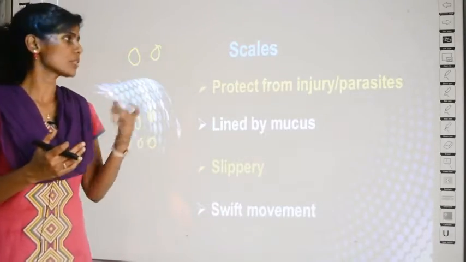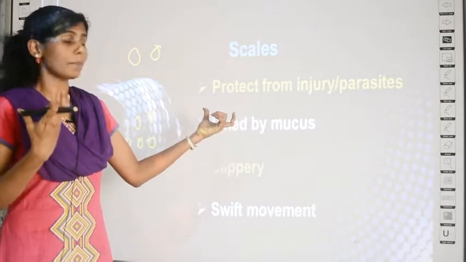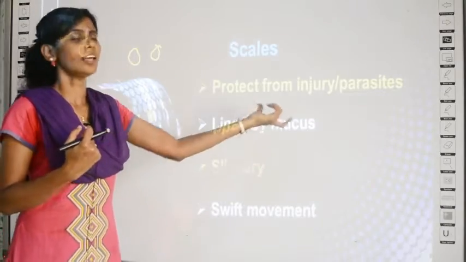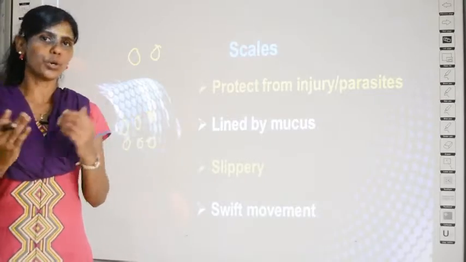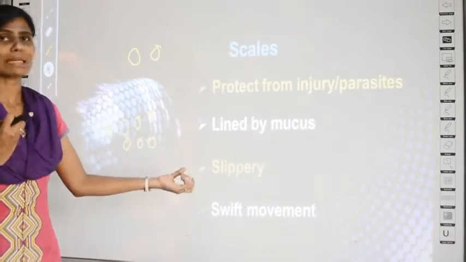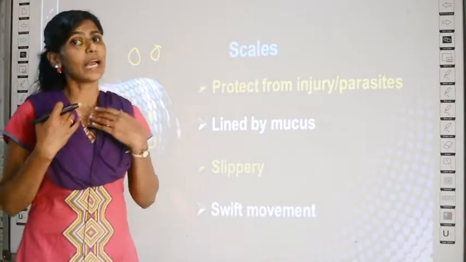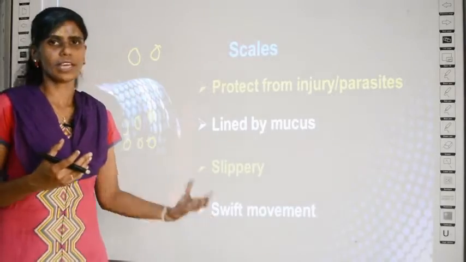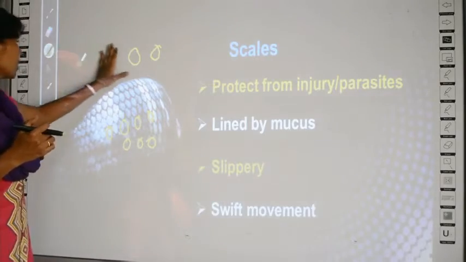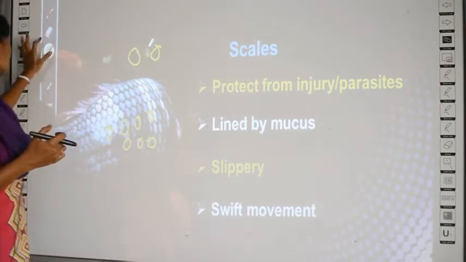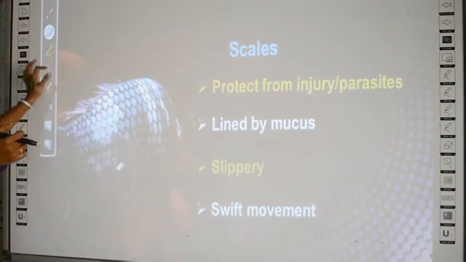So what have we studied about scales as adaptations? Scales help the fish from getting injured or attacked by other enemies, and the scales are also lined by a coating of mucus, and this gives a slippery nature to the outer surface of the fish, and because it is slippery it can move very fast. Swift means fast, okay, it can move very fast. So this is about the adaptations of scales.